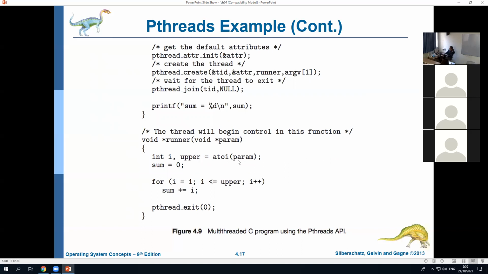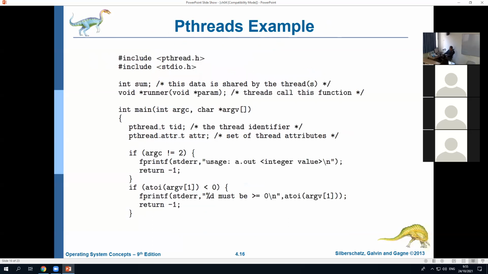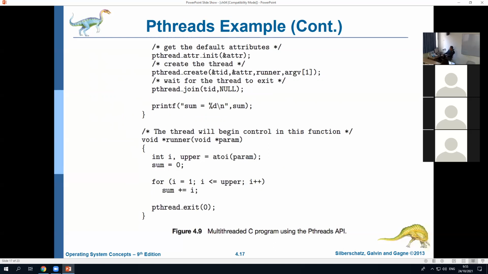Runner takes a parameter; atoi means ASCII to integer, it converts that ASCII number into an integer. It does some kind of loop, basically just busy work, adding up some numbers. It's not really important what this running program does. But the point is this line here, the main line to understand. I created the thread. When it creates it, it has to give an ID value, and it should put it in this variable called TID, which I defined before here.